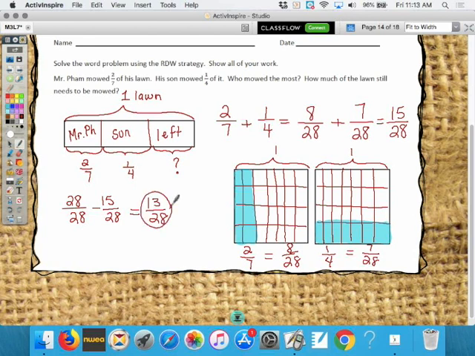How much of the lawn is left to mow? 13/28. Which was larger, 2/7 or 1/4? 1/4. Really? 2/7. Because this is 8/28 and that one's 7/28. So which one was larger? 2/7. I was wrong. I figured it would be 1/4, because 2 is greater than 1. But it's not always the case, though. That just turned out to be that. It's 1/28 more. So that's what kind of problem you're going to solve for grade today, okay?